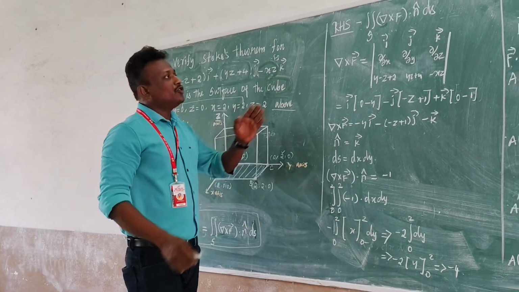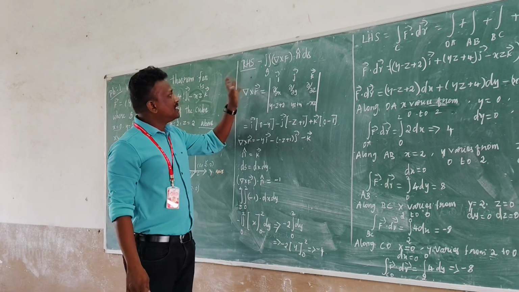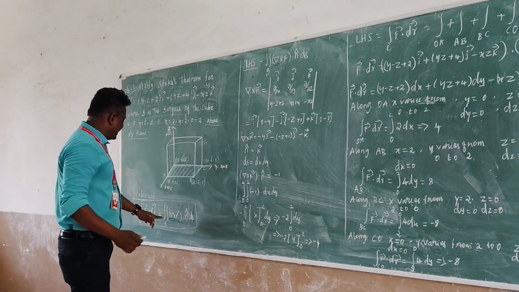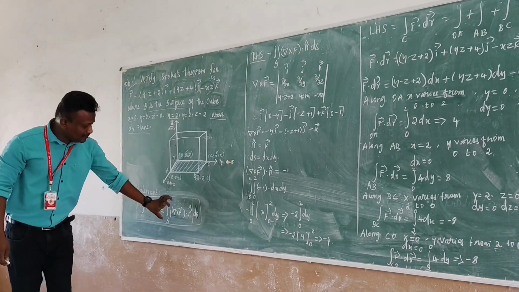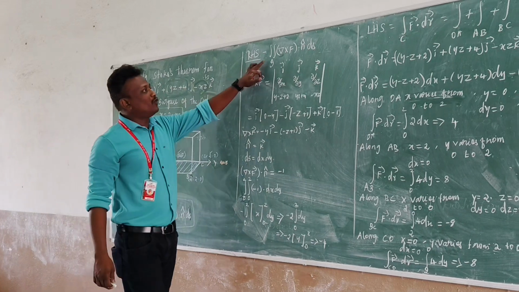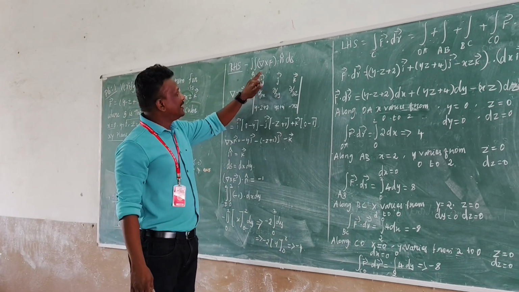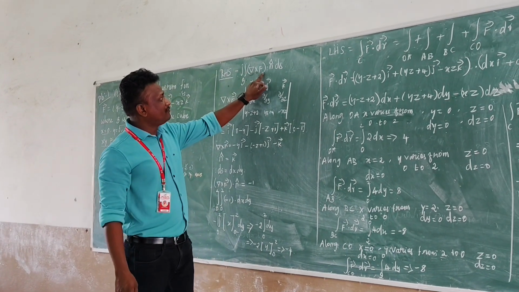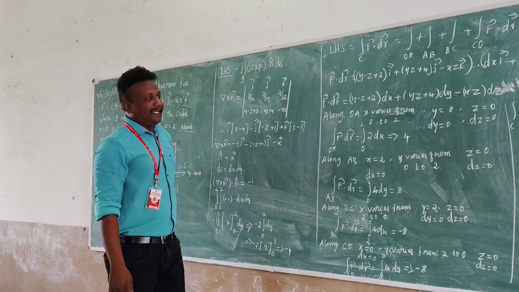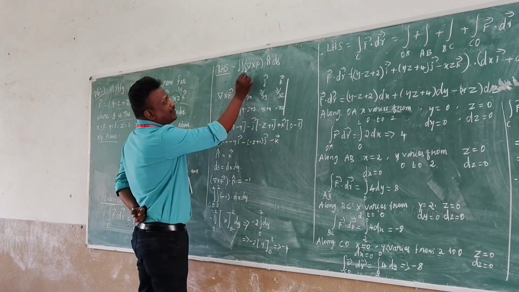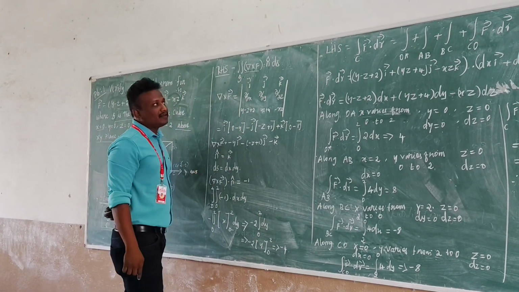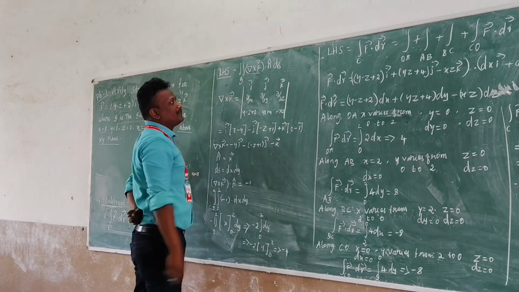Let us come to verify. First, write what we have on the right hand side of this statement. This is my right hand side. It is the double integral of del cross F vector dot n cap ds. First we need to calculate what del cross F vector is.